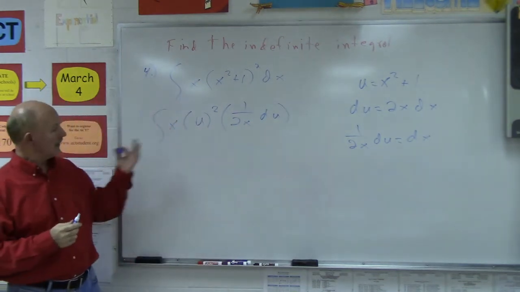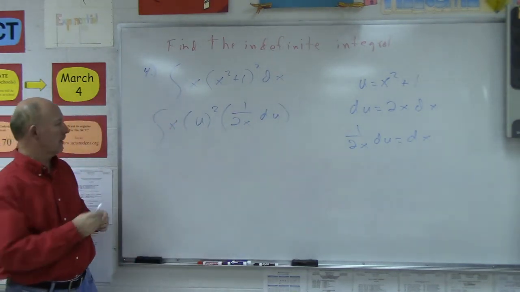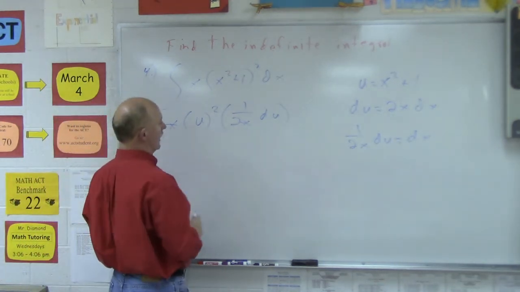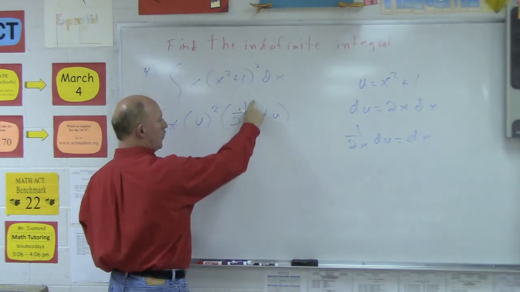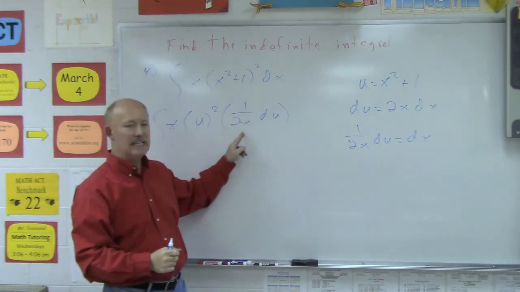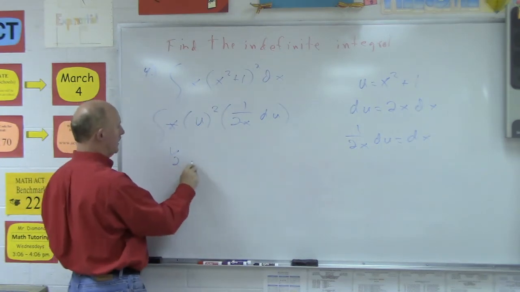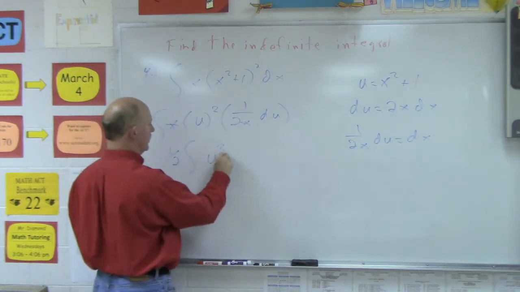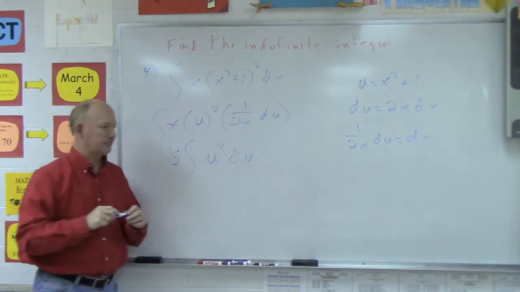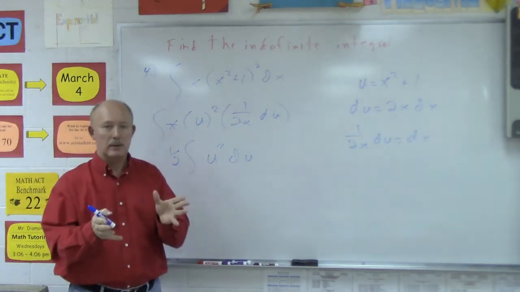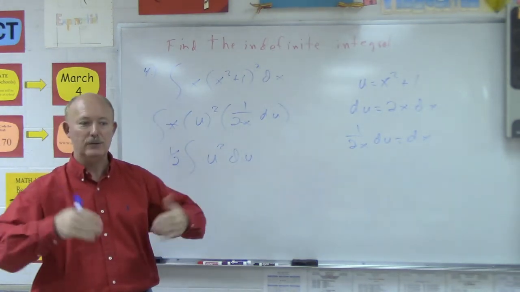Now let's simplify within our integral. Notice that the x on the bottom of this fraction and this x here are going to cancel out. That leaves me with 1/2 du. I'm going to pull that 1/2 out front of my integral: 1/2 integral of u squared du. What looked to be a very difficult integral now looks much easier to evaluate.